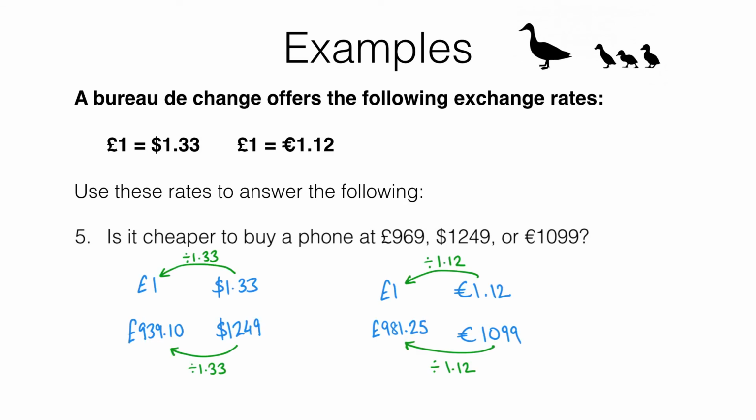Here's what I get. I've worked out that $1,249 is £939.10. And I've also worked out that 1,099 euros is £981.25. So the cheapest of these is this one, £939.10, which was the $1,249 price.